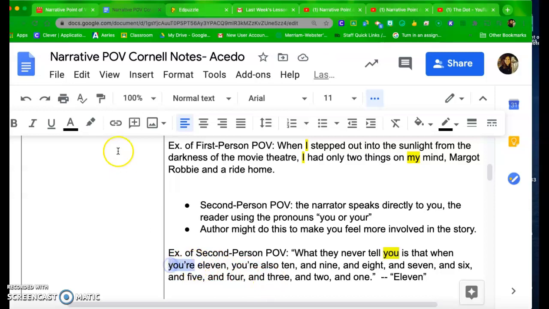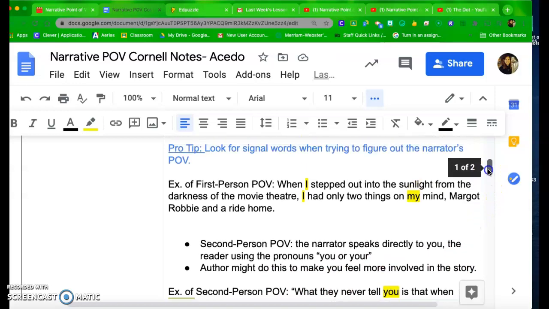This word: you are, your. And I won't mark all of them because that's redundant. Okay, so stopping right now to review.